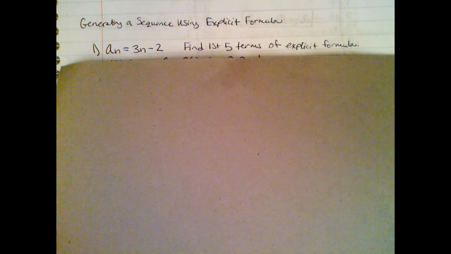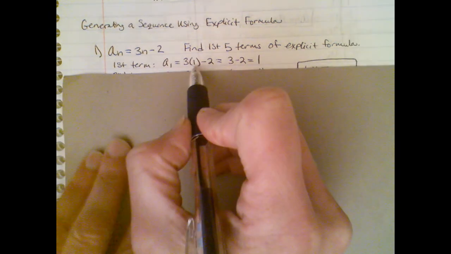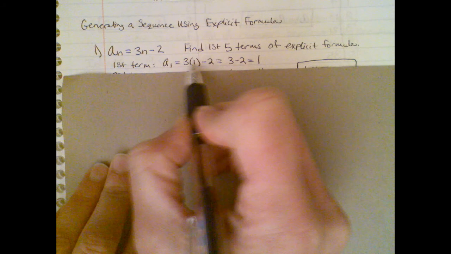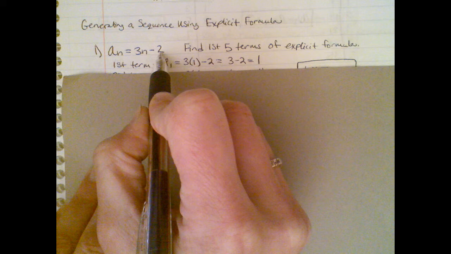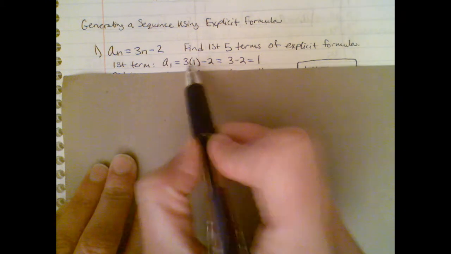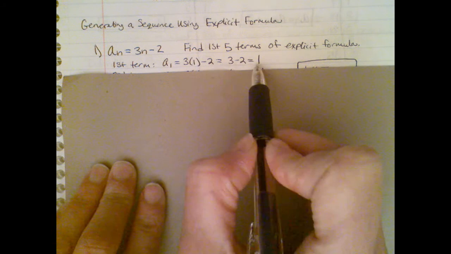So it says find the first 5 terms of the explicit formula. So if we want to find the first term, we're just going to plug in 1 for our n to figure out what the first term of our sequence is. So if we substitute in 1, you'll notice we have then 3 times 1 minus 2. We leave everything else in the equation alone. So 3 times 1, we get 3, and minus the 2, we get 1.